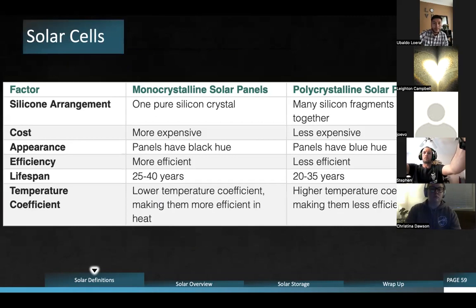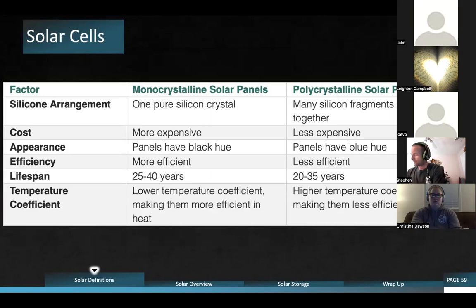Here are the key differences between them. So monocrystalline solar panels are one silicon cell. So mono means one, poly means many. Polycrystalline solar cells, many silicon fragments melted together. The cost, mono are more expensive, poly are less expensive. Appearance, mono panels have a black hue, and then poly have a blue hue. Efficiency, mono are more efficient. Polycrystalline are less efficient. The lifespan is simple, 25 to 40 years on mono panels, 20 to 35 years on poly panels.